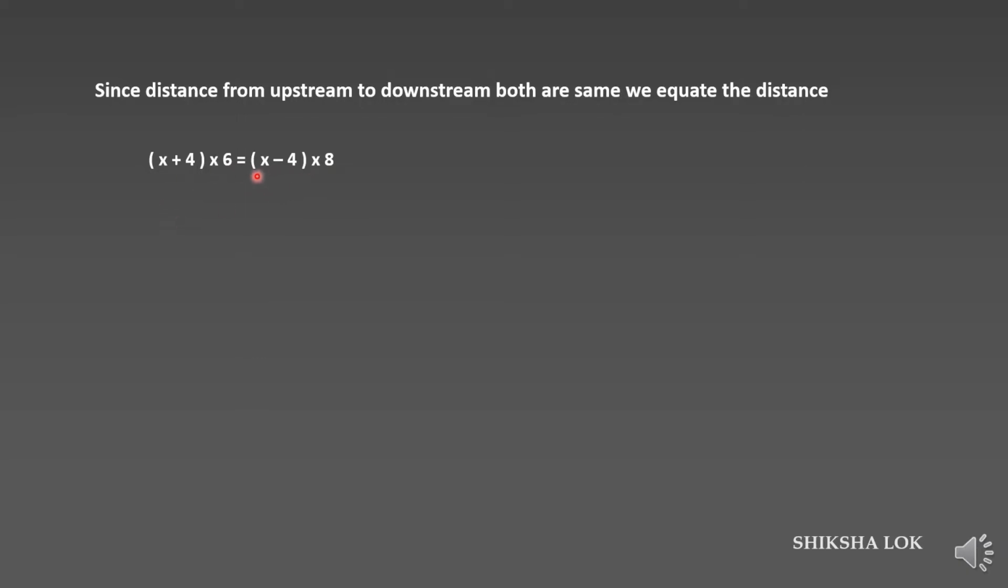Okay, so solve 6x plus 24 equals 8x minus 32, that's simple algebra. So move the relevant terms, so 2x equals 56, x equals 28, so the speed of the boat equals 28 kmph. So it says the boat is traveling at 28 km per hour and water has a speed of 4 km per hour.